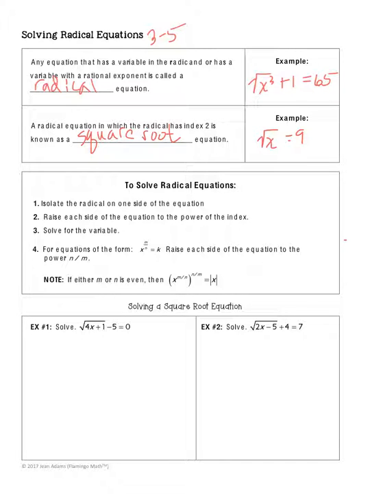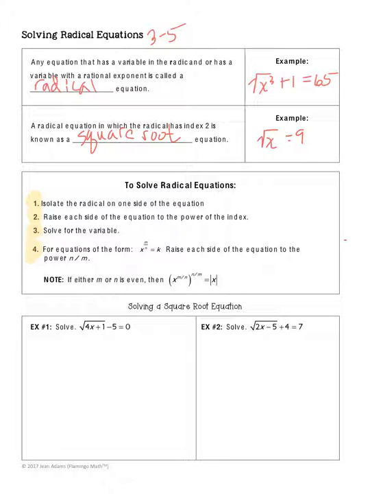So then we've got some procedures that you should always follow when solving a radical equation. The first one is you want to make sure that you isolate the radical on one side of the equation. Just like you would isolate a variable, you want to get rid of everything that's being added or subtracted to that radical, or anything that's being multiplied or divided to it. Once you have the radical on one side by itself, you're going to raise each side of the equation to the power of the index. So if the index is 2, you square both sides. If the index is 3, you cube both sides, and so forth. Then once you do that, you get rid of the radical, and then you can just solve for the variable.